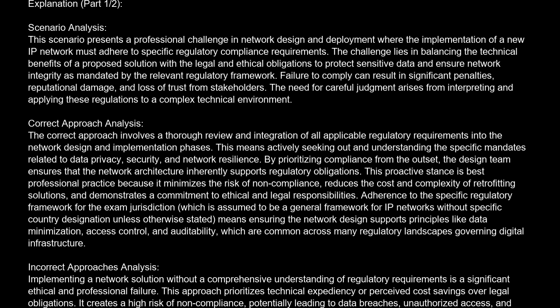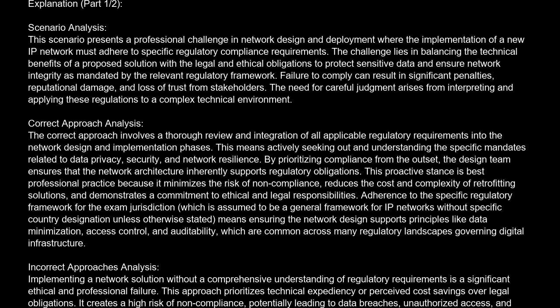The challenge lies in balancing the technical benefits of a proposed solution with the legal and ethical obligations to protect sensitive data and ensure network integrity as mandated by the relevant regulatory framework. Failure to comply can result in significant penalties, reputational damage, and loss of trust from stakeholders. The need for careful judgment arises from interpreting and applying these regulations to a complex technical environment.